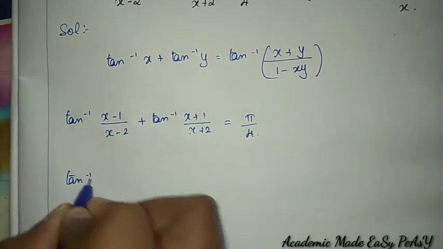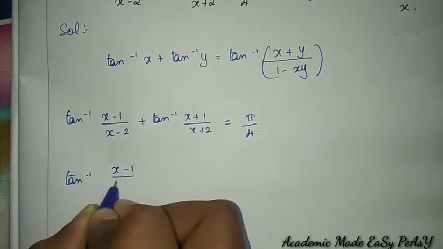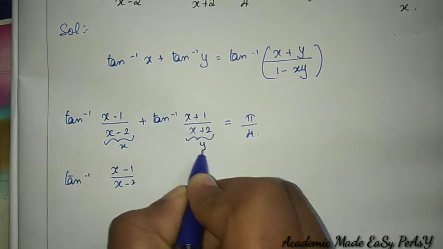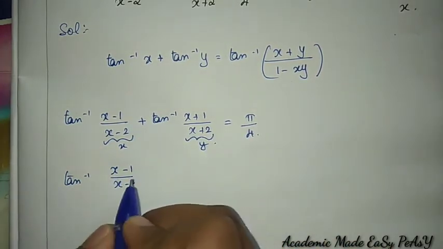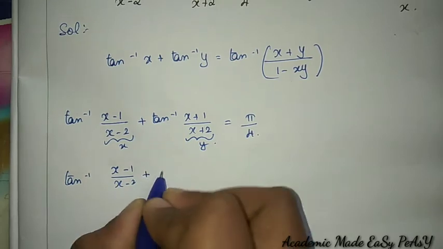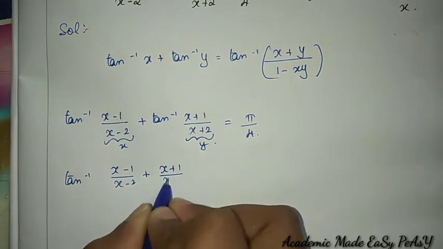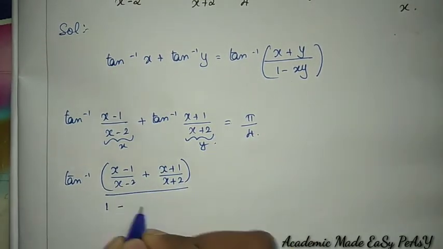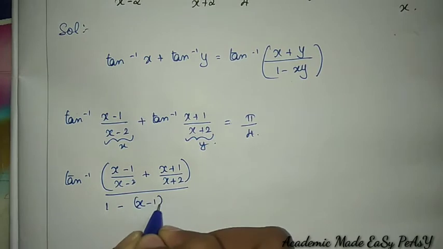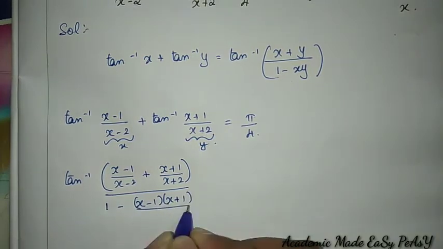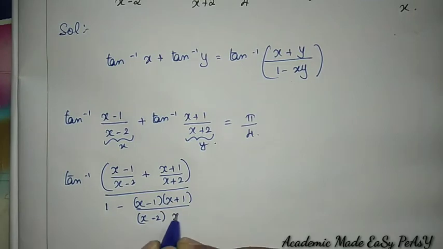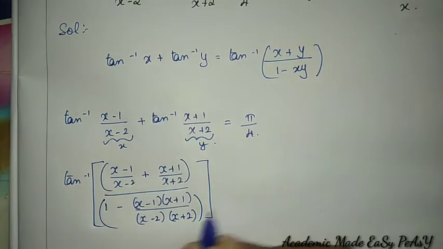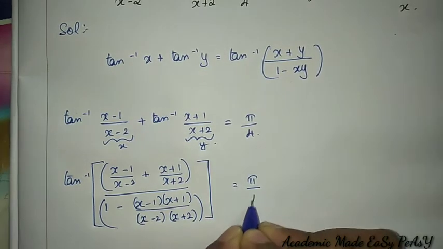So tan inverse, where (x minus 1) by (x minus 2), this entire term is x and this entire term is y. So I directly substitute it: (x minus 1) by (x minus 2) plus (x plus 1) by (x plus 2), divided by 1 minus (x minus 1) into (x plus 1) divided by (x minus 2) into (x plus 2), is equal to pi by 4.